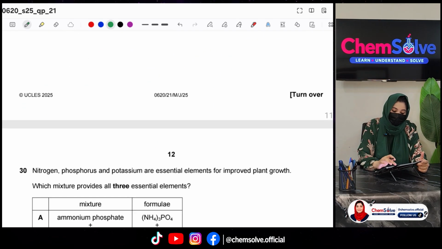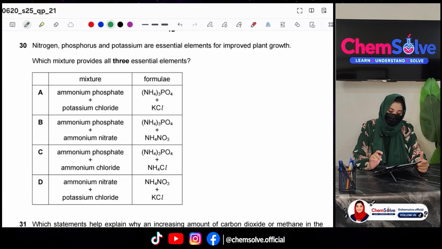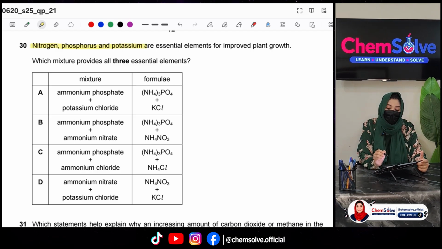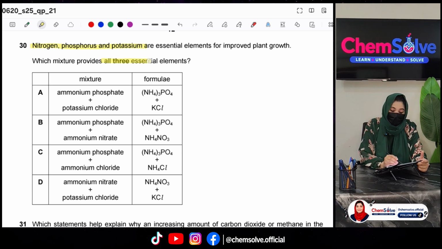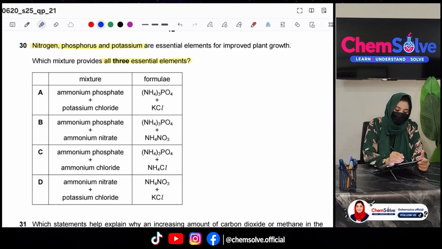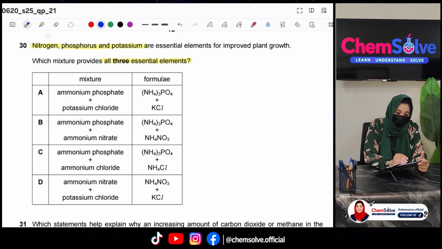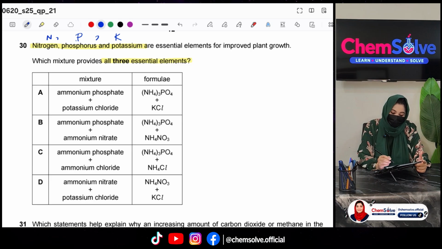Okay. Now question number 30. Nitrogen, phosphorus and potassium are all essential elements for improved plant growth. Which mixture provides all three essential elements? We have to look for nitrogen, phosphorus and potassium. Everything should be here. So it has nitrogen, it has phosphorus, it has potassium, so it could be the option.